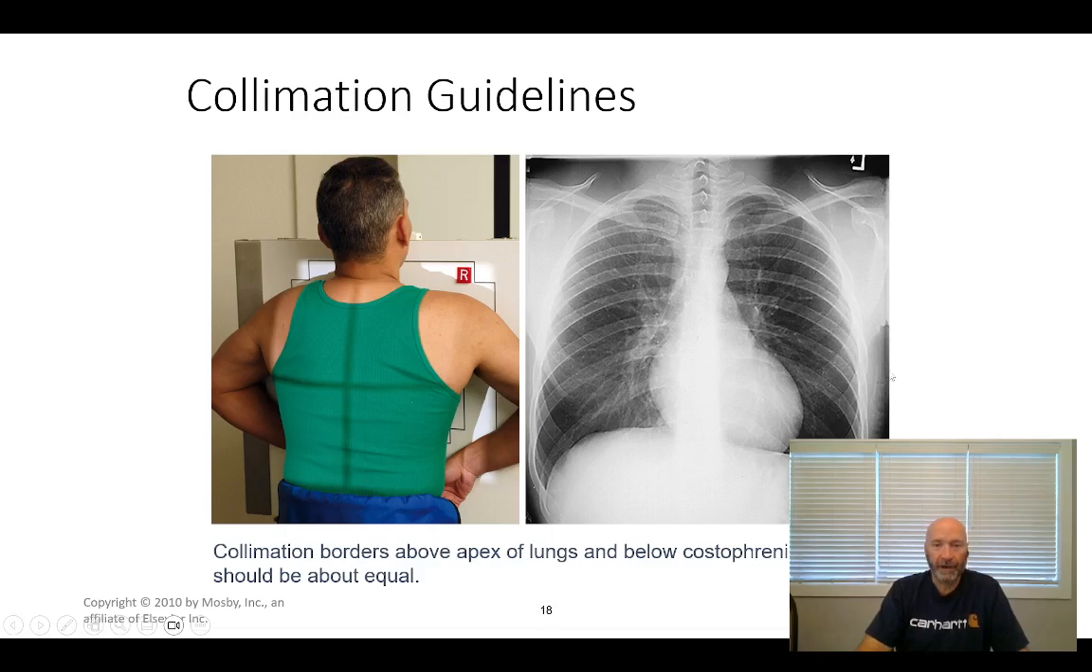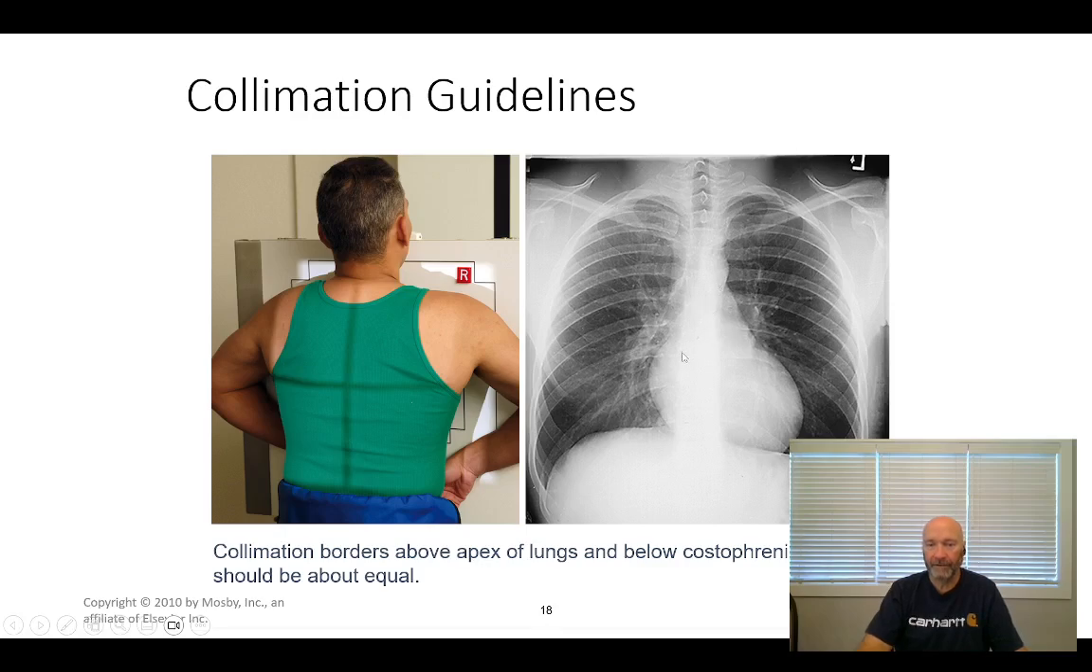And then your collimation guidelines, make sure that you don't collimate in so closely that it is going to cause a problem that would cause you to repeat the exam. So this is good collimation. So what you want is kind of close collimation, but not close enough that the patient might breathe themselves off of the image receptor.